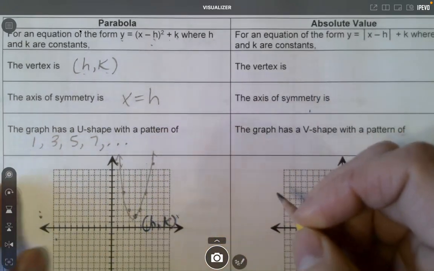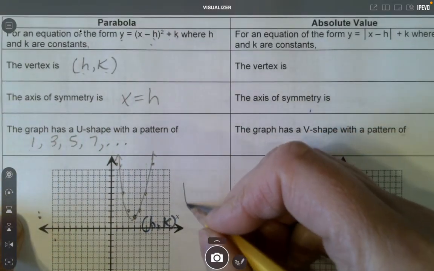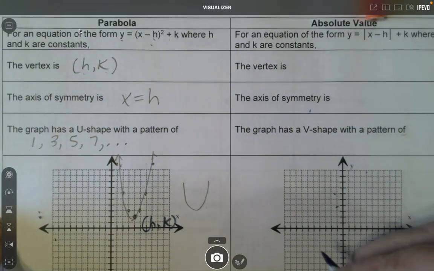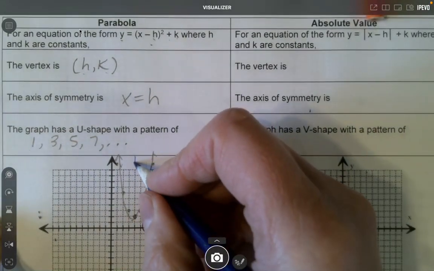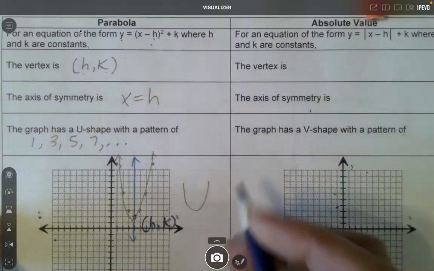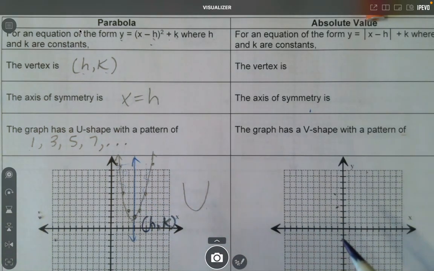Parabolas should be a real curvy shape. It's not a bunch of straight lines. So your parabola is going to go like this, kind of looping through those. It's making a U. My axis of symmetry would be that line down the middle, so that if I folded along that line, if I folded this side in and this side in, they would match together.